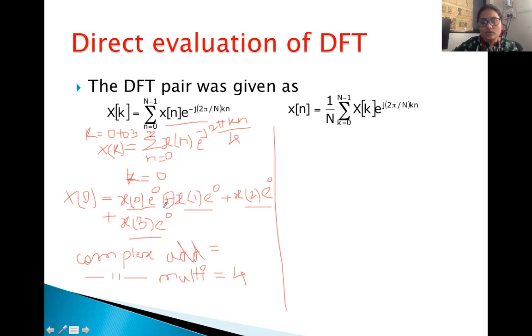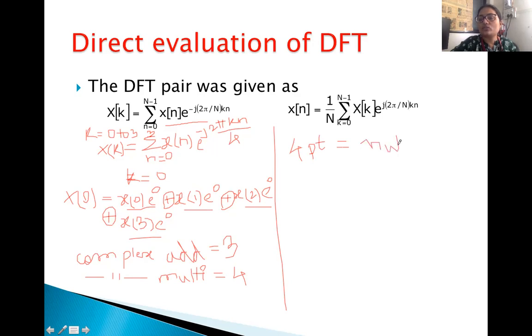Addition we will count. So this is 1 addition, this is 2nd addition, and this one is the 3rd addition. So 3 additions are required. So this is what I have shown you. This is for 1-point DFT. From this example, I have shown that for 1-point DFT computations, I need to perform 4 complex multiplications and 3 complex additions. Now for 4-point DFT, we will write down how many complex multiplications are required.